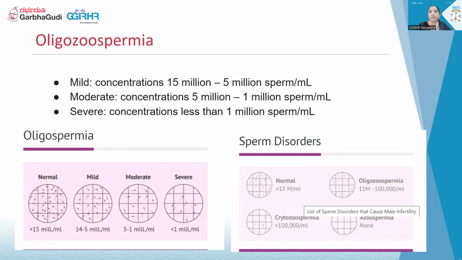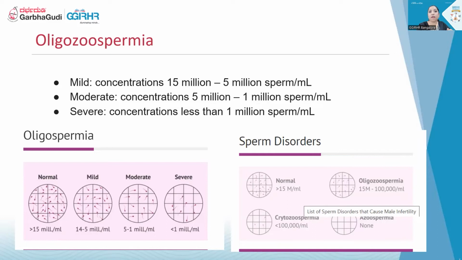Moderate is between 5 to 1 million, and then we have severe oligospermia, where it is less than 1 million. This is actually not really defined by the WHO, but this is what is commonly followed across IVF labs or andrology. So this is mild, moderate, and severe according to the count, and this will all be a class of oligospermia.